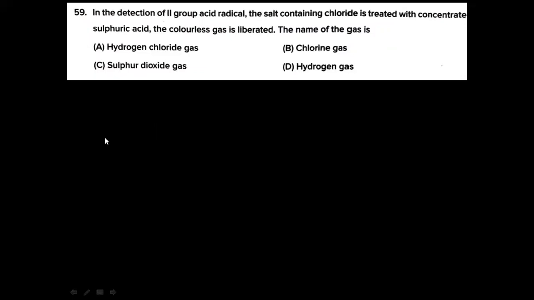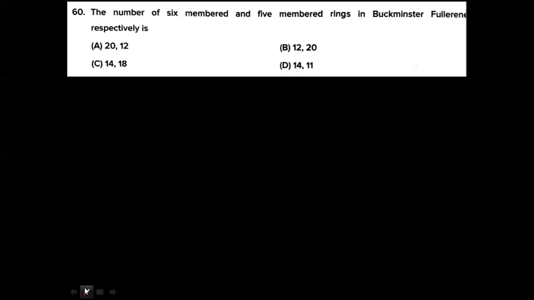59. In the detection of second group acid radical, the salt containing chloride is treated with concentrated sulfuric acid. The colorless gas is liberated. The name of the gas is HCl gas. So look, they have given a question from the lab too: hydrogen chloride gas, that is option A. 60. The number of 6-membered and 5-membered rings in Buckminsterfullerene respectively is... Buckminsterfullerene is an allotropic form of carbon. In it, the number of 6-membered rings is 20 and 5-membered rings is 12. So option A.